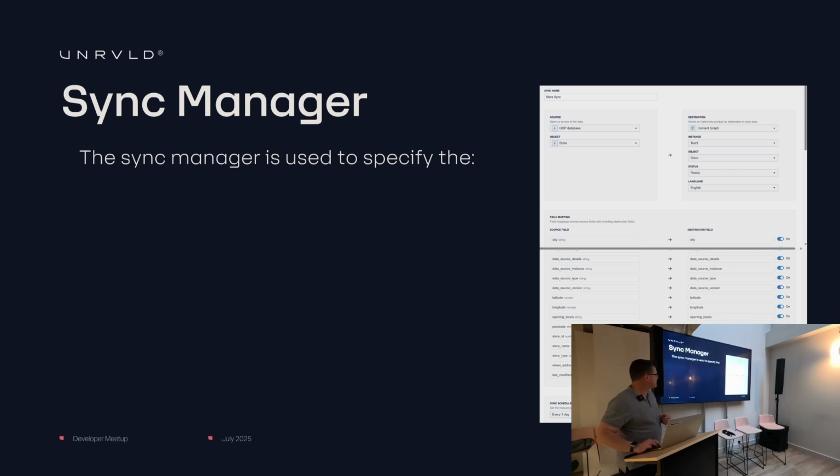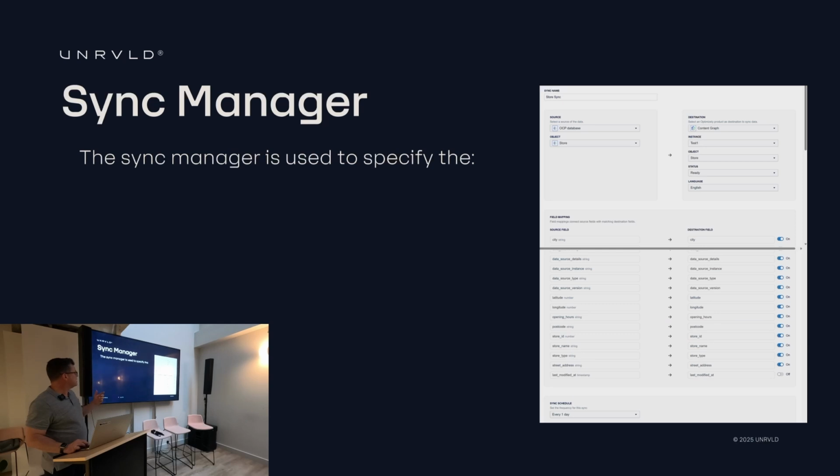So this is the sync manager. I just wanted to show you this because it shows you the source on the left-hand side, where you're getting the data from. In this case, I'm taking the data from an OCP database. The object that I've created is a custom object that I've defined within that interface. And then for the destination, I'm sticking it into content graph. I'm choosing the instance of content graph that I want to push it to, so you choose the one that's relevant. I'm choosing the object that I want to push it to.